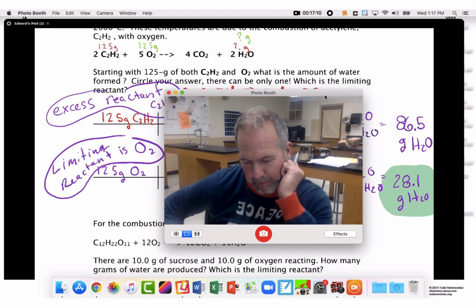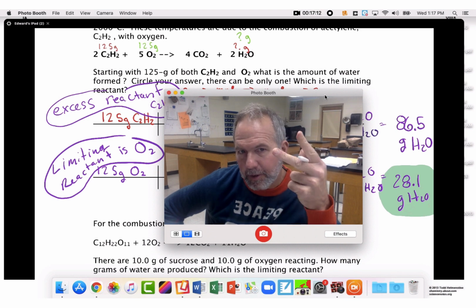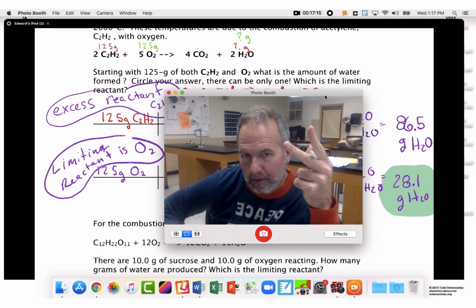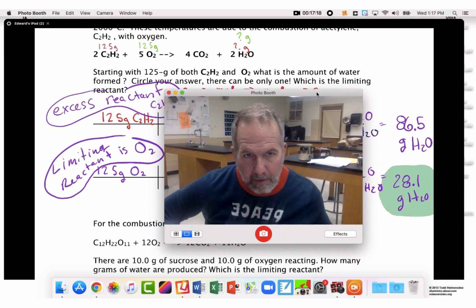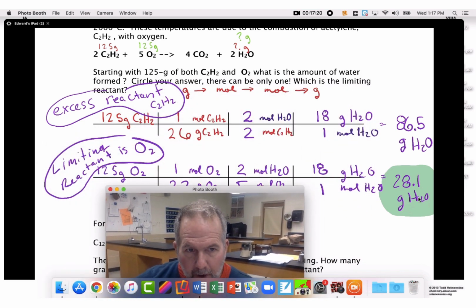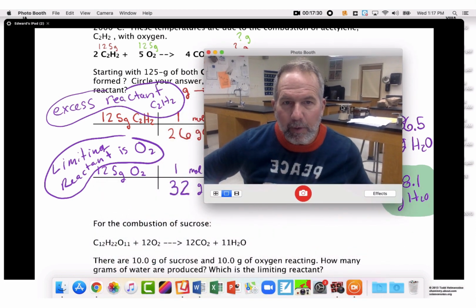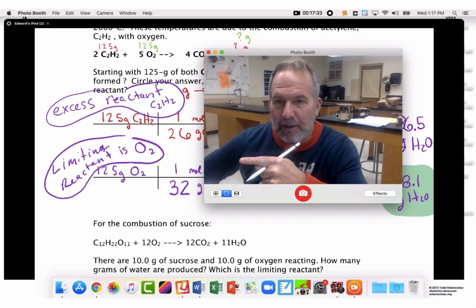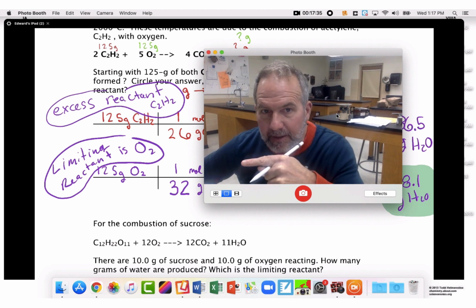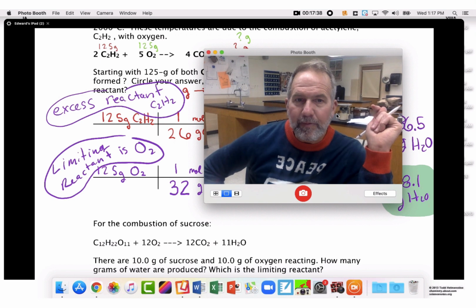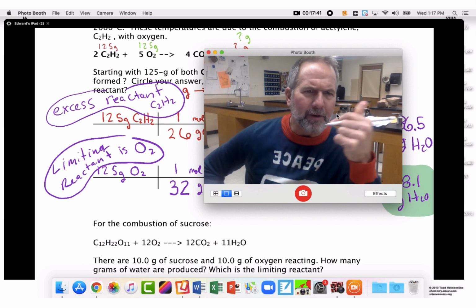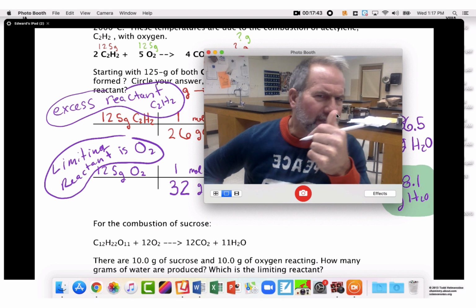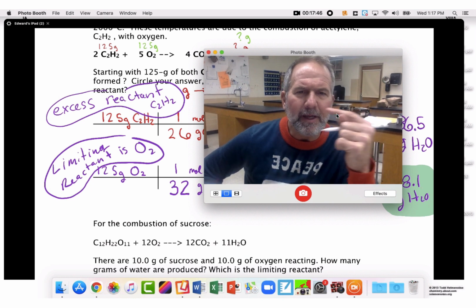All right, one more overview. 2 givens, 2 tables. Smallest answer is the correct answer. The reactant that makes the smallest answer is the limiting reactant. The reactant that made the other number, the bigger number, the one that didn't truly form, is the excess.